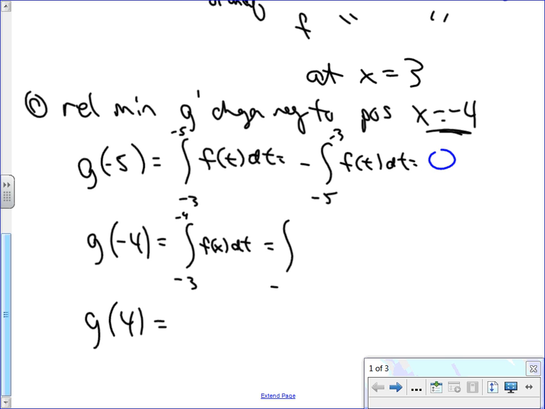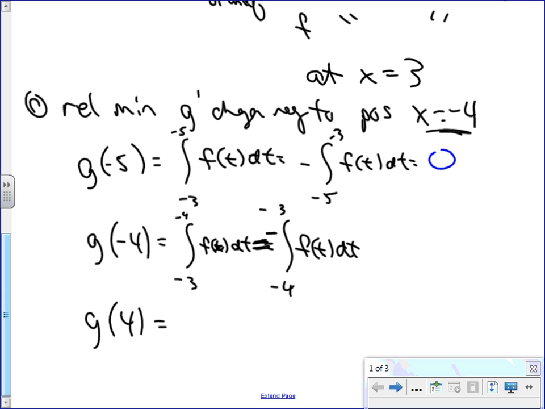What is that? It doesn't matter if you use T or X, but don't use both of them. That's just good. All right, so you need to find G from -4 to -3.